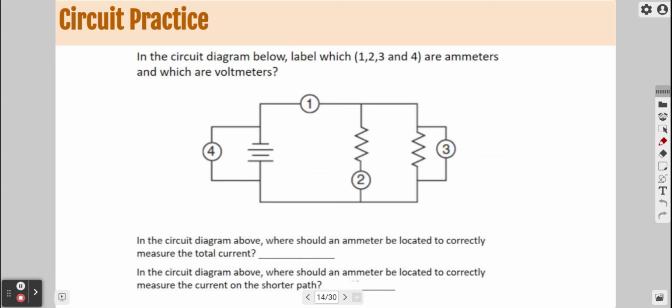Let's take another look at another diagram. In the circuit diagram below, label which of 1, 2, 3, and 4 are ammeters and which are voltmeters. Alrighty, so here we have our battery, and we're going to go through here. All the electrons are going through number 1, so this is going to be an ammeter because it's in series. And we're going to go through this resistor with our ammeter. This ammeter is in series.